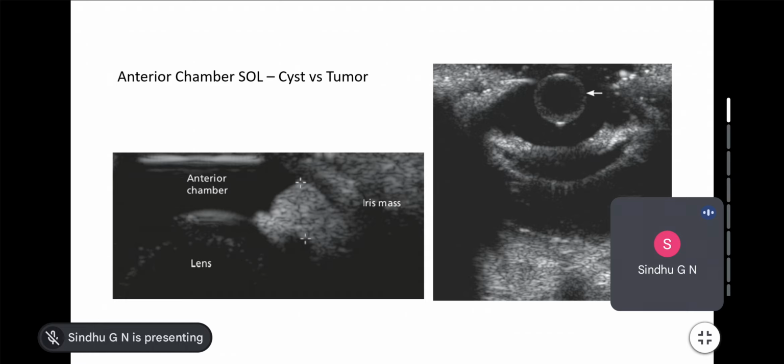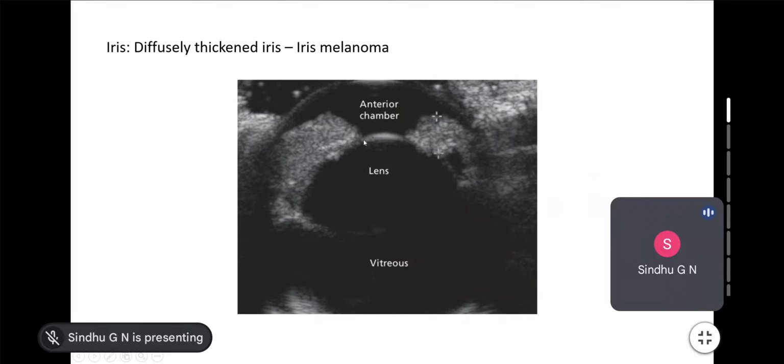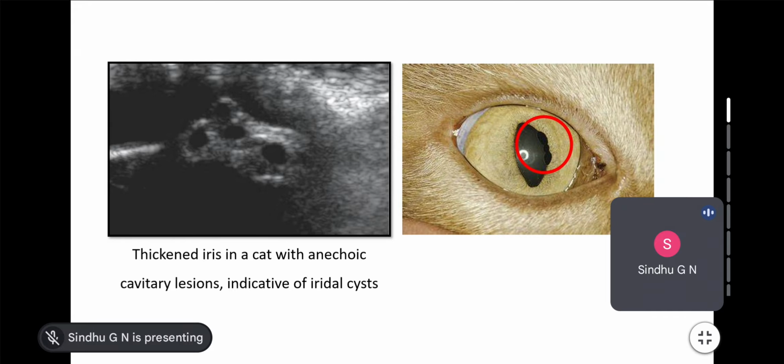So again, there is a thickening of the iris. This is the lens, cornea, lens anterior capsule, posterior capsule, vitreous. Iris is markedly thickened, which is indicative of an iris melanoma. And here there is a thickened iris with multiple anechoic pockets, cavitary lesions. Iris cysts are common in cats.